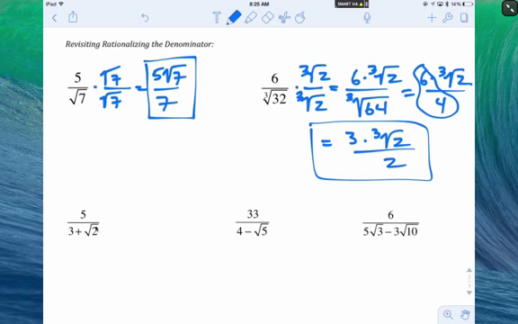So the square root of 2, that's an irrational number. It's a decimal that goes on and on forever. It does not repeat. 3 plus that irrational number is also going to be an irrational number. And we do not want an irrational number here. So here's the deal. What are we going to do?